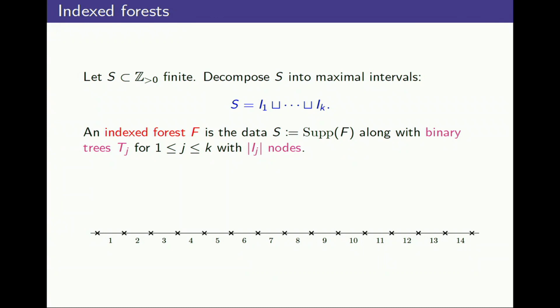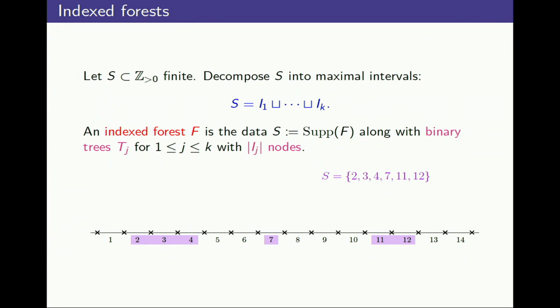Okay? So my indexed forest comprises of this data, the data S, which is going to be a bunch of positive integers, which I'm going to split into intervals. Okay? And for each interval, I will have a binary tree with that many nodes. The size of the interval, that's going to be the number of nodes. Okay? So here's S, the support. I split it into intervals. That's 2, 3, 4. That's 7. And that's 11, 12.